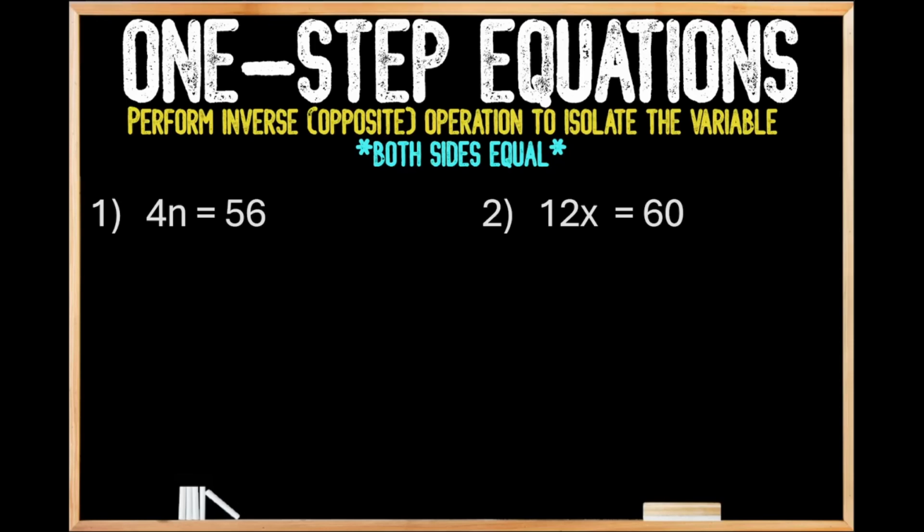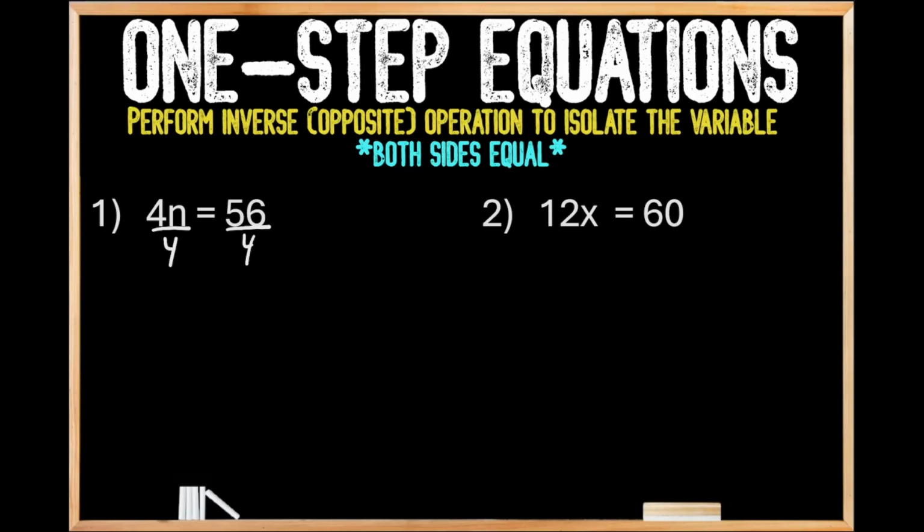Since we need to perform the opposite operation so that we can isolate our variable, the opposite operation of multiplication is division. So we're going to divide the left part of this equation by 4 so that we can isolate our variable. But this brings up a very important point that we can see highlighted in blue up top here, which is that both sides of the equation need to be equal. So since we're dividing the left side of the equation by 4, we're going to do the same thing to the right side of this problem as well.